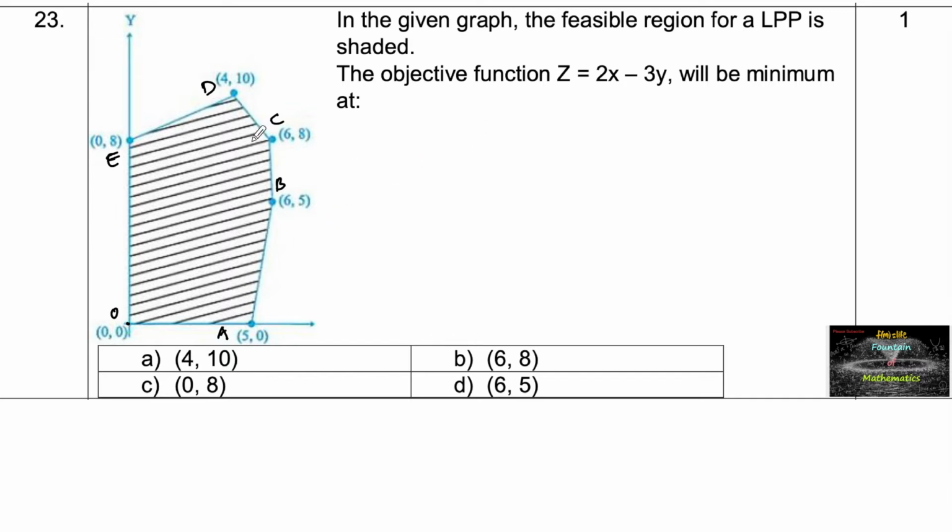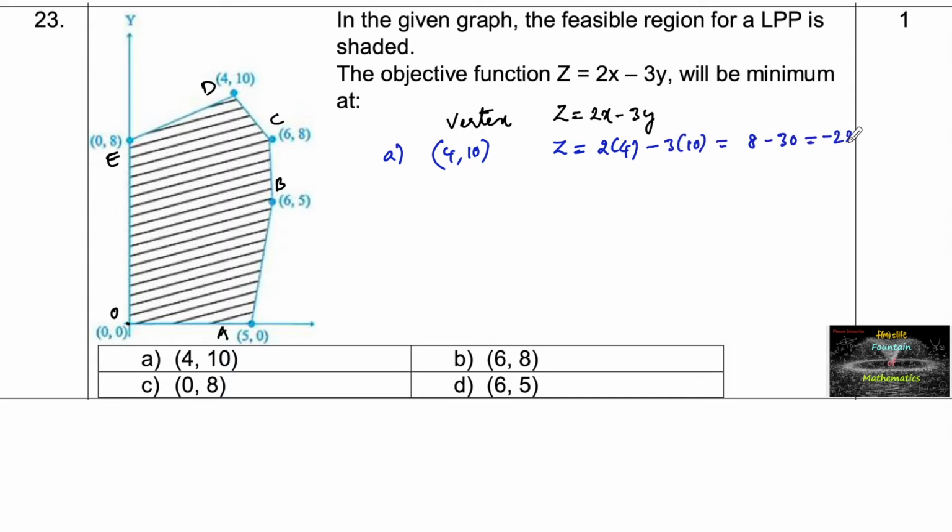So the minimum or maximum will be obtained at these vertices. Among these vertices, 4 options are given. Let us check with the 4 options. So option A is, say, this vertex, and the objective function is z is equal to 2x minus 3y. The first option is 4 comma 10. Substitute x is equal to 4 and y is equal to 10. So we'll have z is equal to 2 into 4 minus 3 into 10. That is 8 minus 30, which is equal to minus 22.